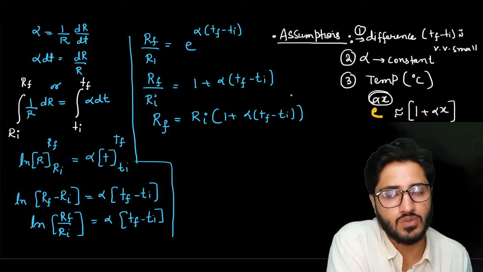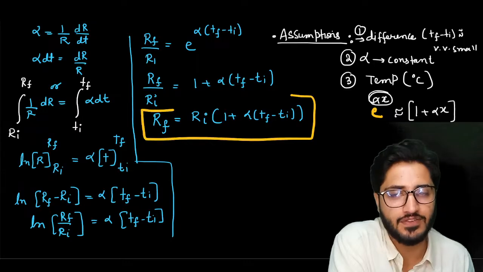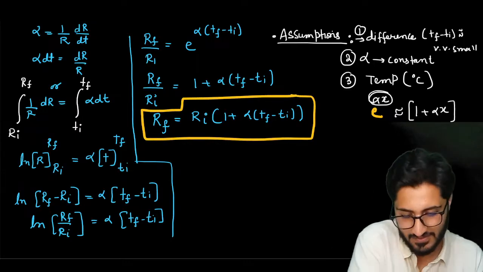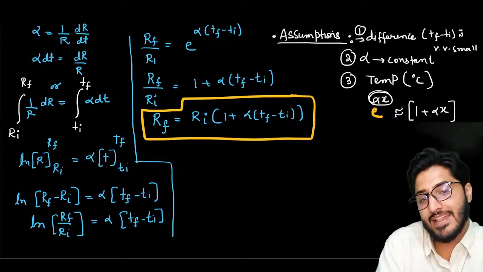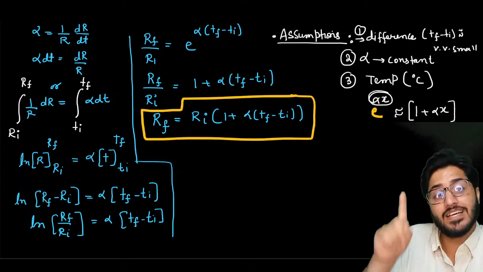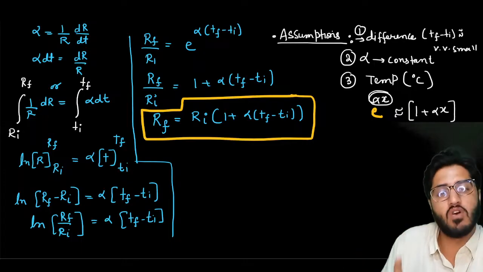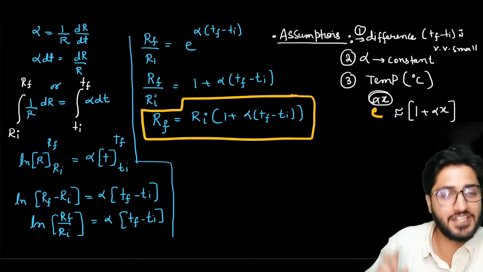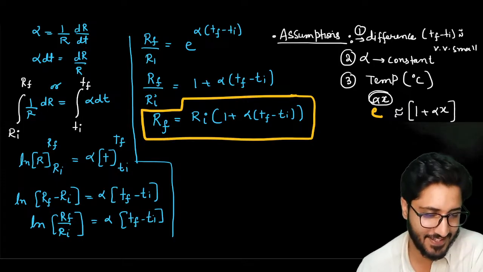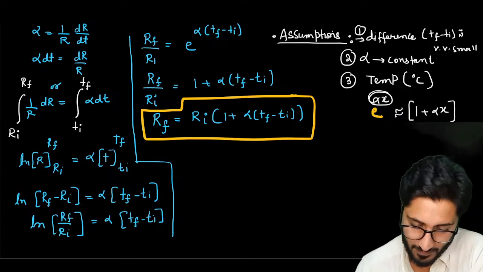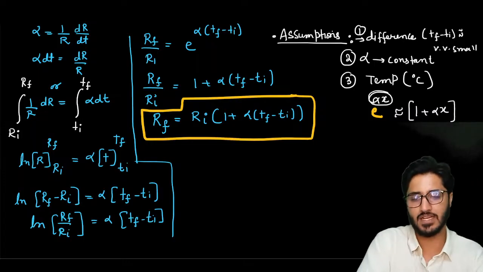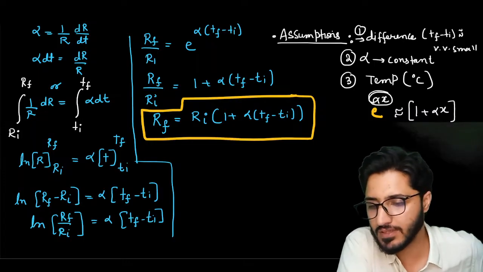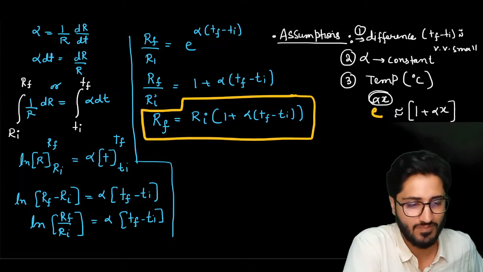So this is your final equation. This one is your final equation. And this is only valid if the difference is very small. Alpha needs to be constant. Okay? Done?